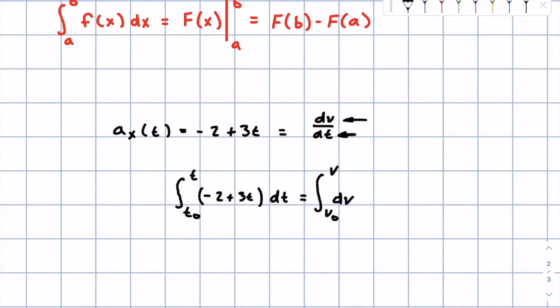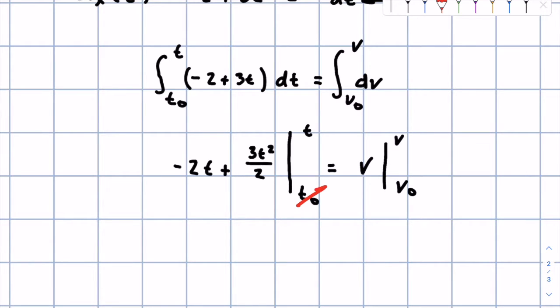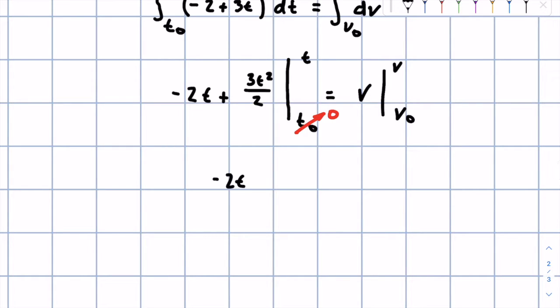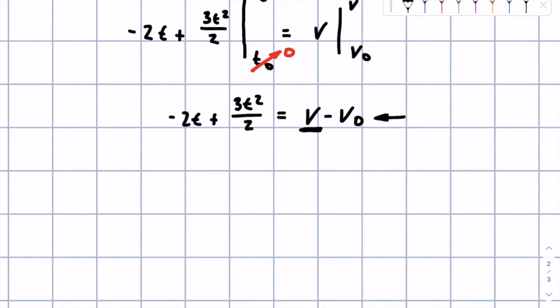So integrating both sides, starting at the left, we're going to get -2t+3t² over 2 using the power rule. Let's put our bounds from t naught to t is equal to v, with bounds v naught to v. And for this case, our t naught is going to be 0, so plugging in our bounds, we're going to get -2t+3t² all over 2 is equal to v minus v naught. Now we want to isolate this v. So I'm going to add this v naught over to the other side, and we're going to get v is equal to -2t+1.5t² plus v naught. Okay.